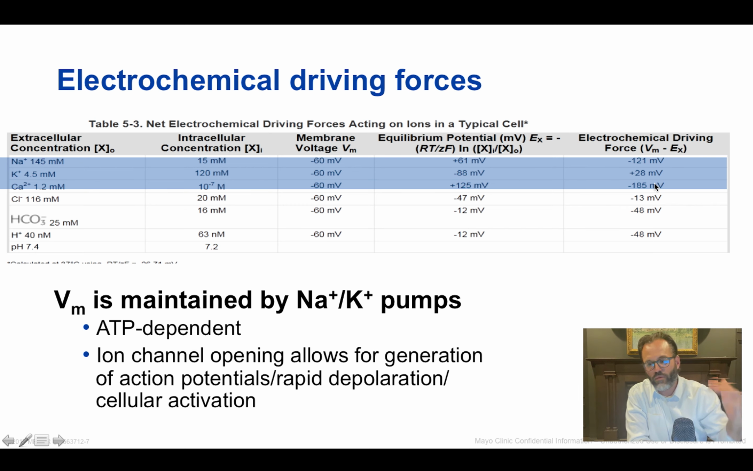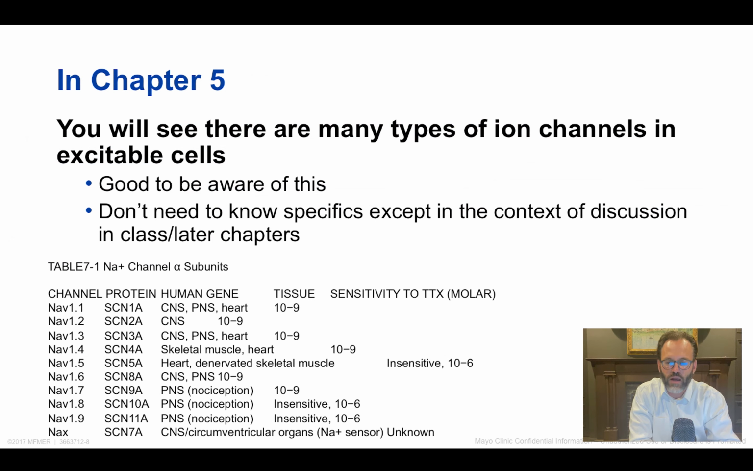And so this membrane potential at minus 60 millivolts is maintained via ATP-dependent mechanisms, so active mechanisms, and sodium-potassium pumps. And subsequently, the opening of voltage-sensitive ion channels allows for the generation of action potentials and the rapid depolarization and cellular activation that's essential for coordinated cardiac contraction.